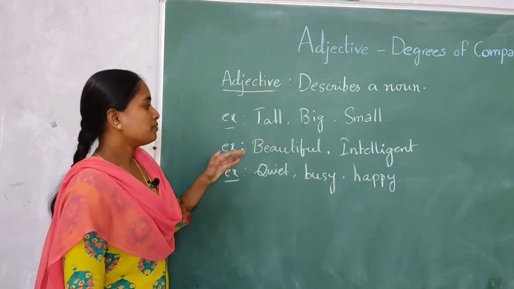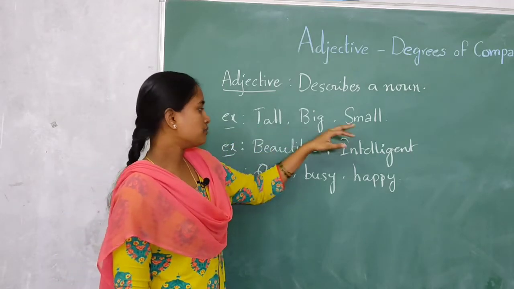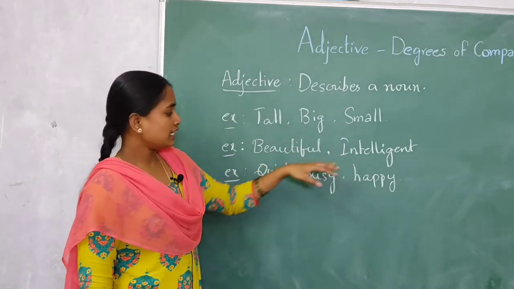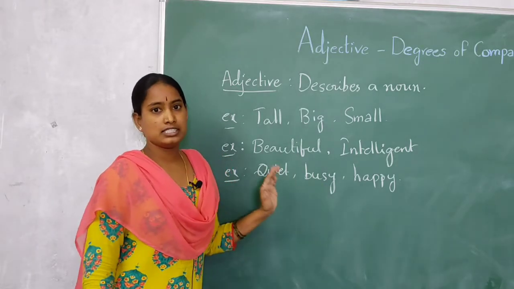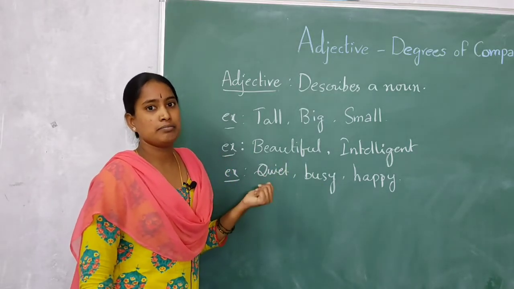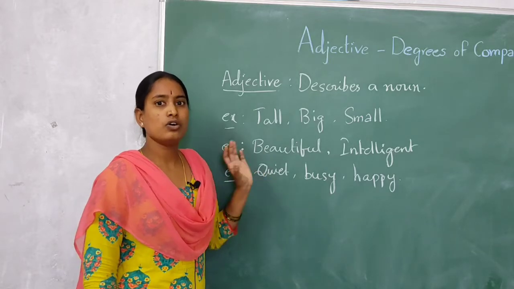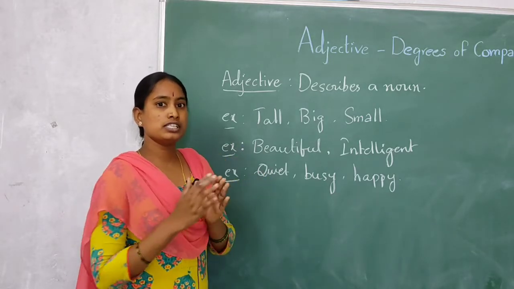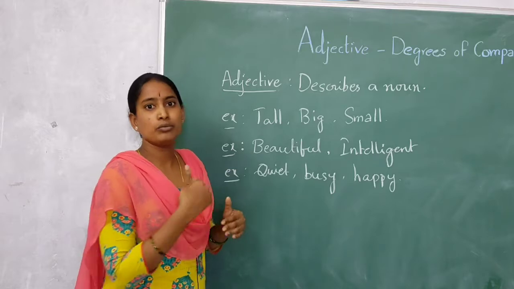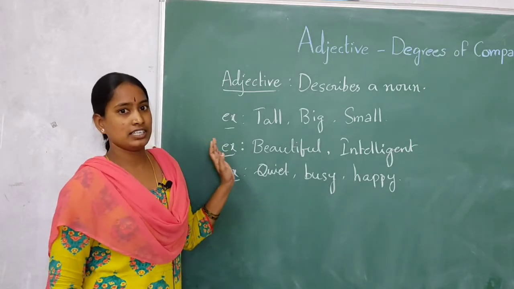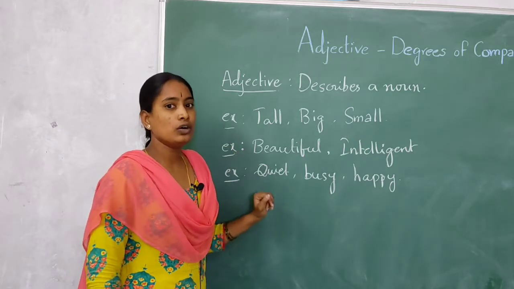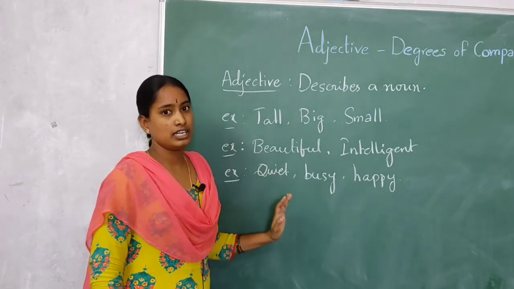So there are some examples: tall, big, small, beautiful, intelligent, quiet, busy, happy. Not only these, there are so many examples of adjectives. All these adjectives we use to describe, to add some more information about the noun. So you have seen adjectives, right? You have understood. Now let us see the types of adjectives.